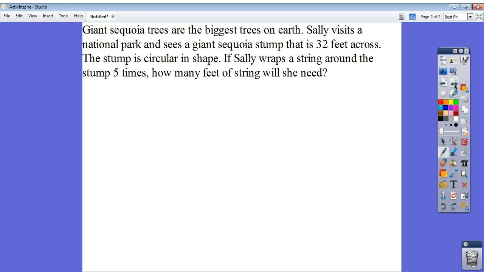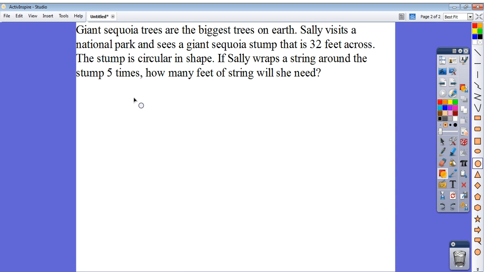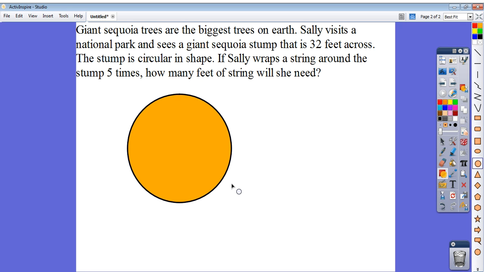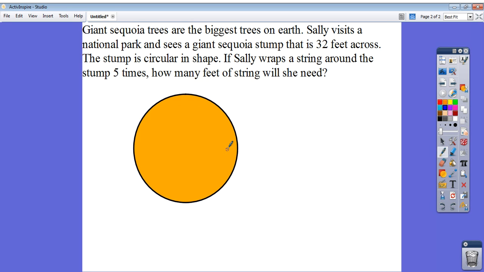Giant sequoia trees are the biggest trees on Earth. Sally visits a national park and sees a giant sequoia stump that's 32 feet across. The stump is circular in shape. I just heard a shape described and I don't see it. I'm going to draw it. They also just told me that it's 32 feet across, so I'm going to label that. I know all the way across is my diameter, 32 feet. Looks horrible, doesn't matter. It's not about pretty, it's about getting it right.